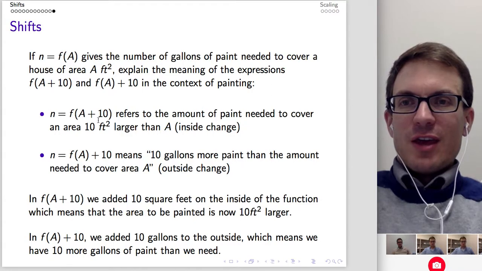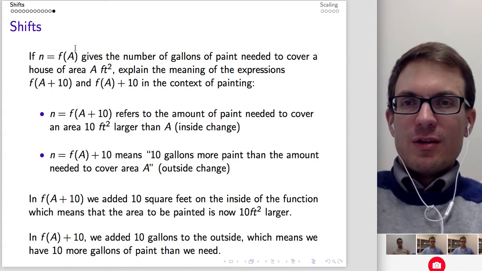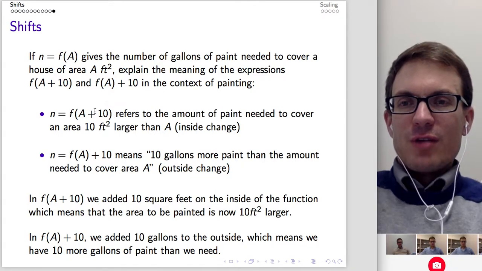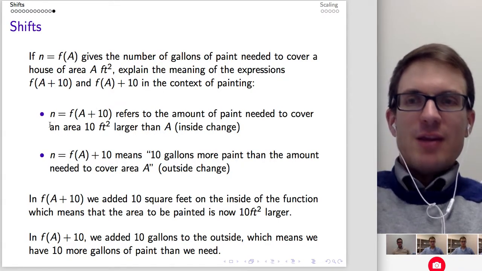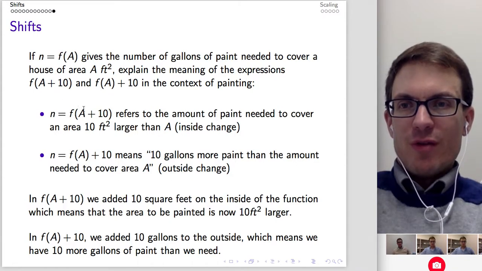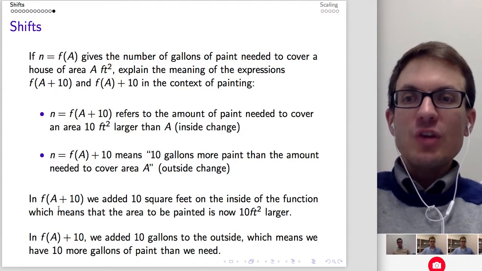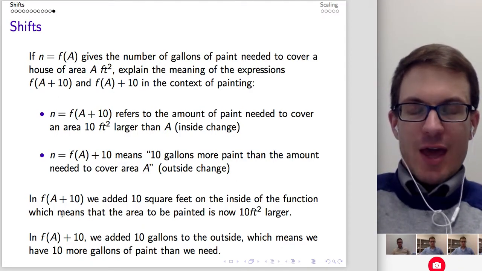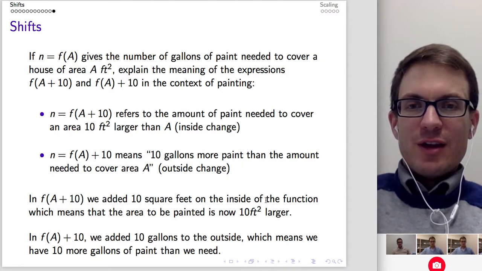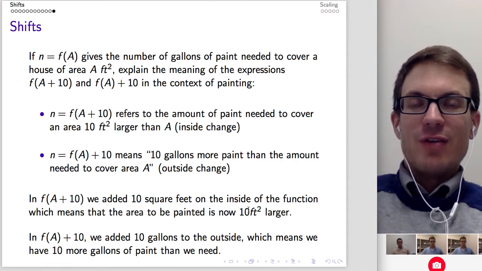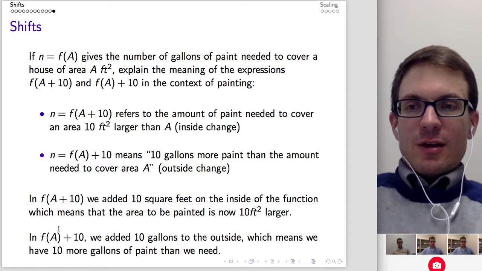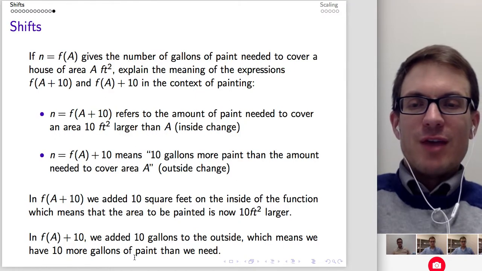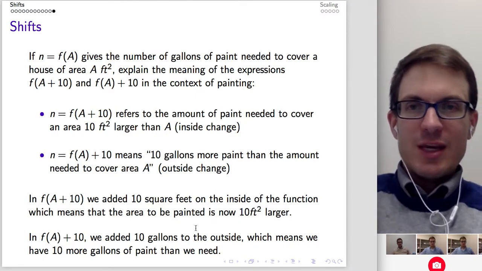Inside the function is taking us areas, right? This is areas. So if we increase the area that's entering by 10, this is going to give us the amount of paint needed to cover an area 10 feet larger than whatever a was. So in f evaluated at an area of a plus 10, we add 10 square feet on the inside of the function, which means the area painted is now 10 square feet larger. In this one, f of a plus 10, we added 10 gallons to the outside, meaning we have 10 more gallons of paint than we would need.